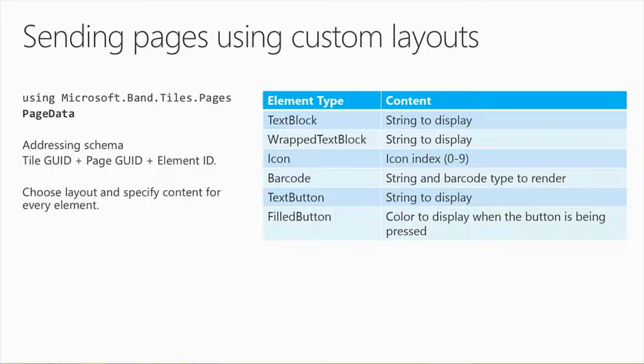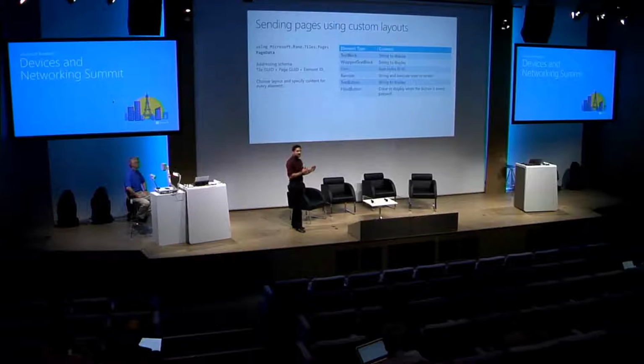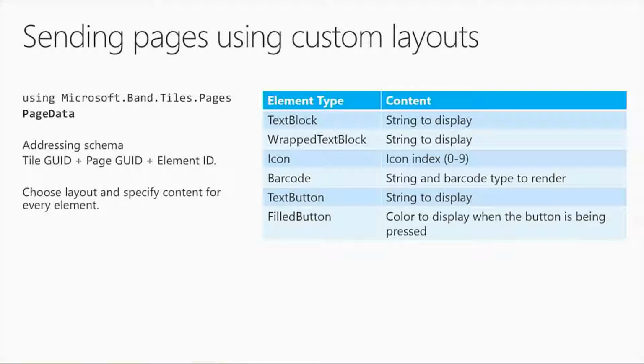The type of values or the content that you show is pretty obvious. For text blocks, you'll actually have the string that you want to show in that text block. For icons, you will send us the index of the icon. So in the beginning, I said that when you create a tile, you can send up to 8 additional icons in addition to the 2 that are required. So you'll basically tell us the index of which icon you want to use. For barcodes, you just send us the string representation of the barcode, and we'll just create the barcode for you. And for buttons, you basically just want to show the string for the text button, and for the fill button, you just want to show the color that you want in that button.